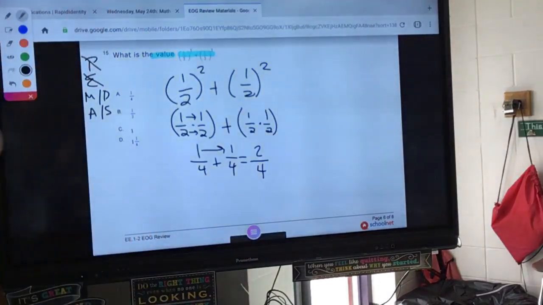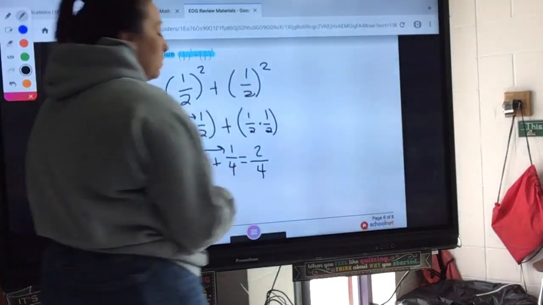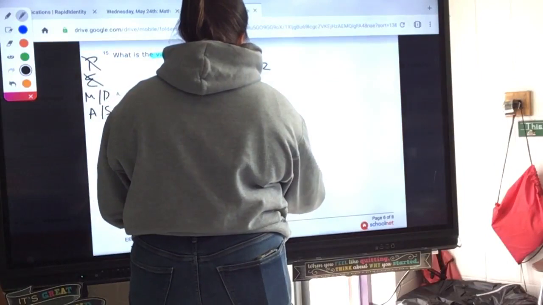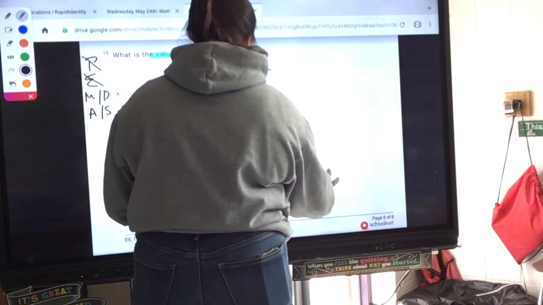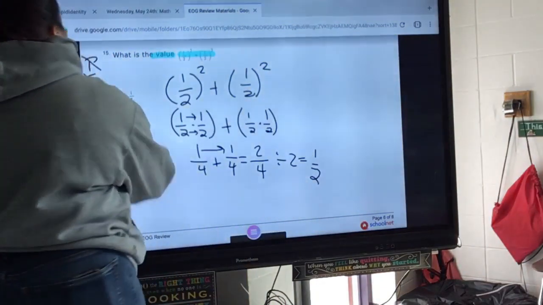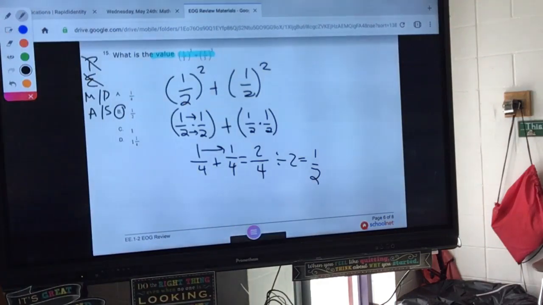All right, so right now we have 2/4. Do you see that as an answer choice? But what can you do? Simplify, so I'm going to divide it by 2, which is going to give me 1/2, which gives me an answer of B. All right, that is it for problems for today.